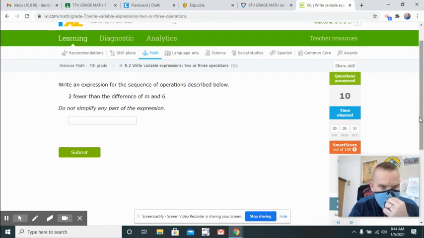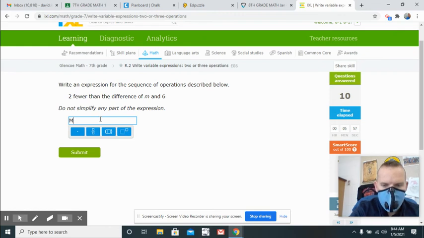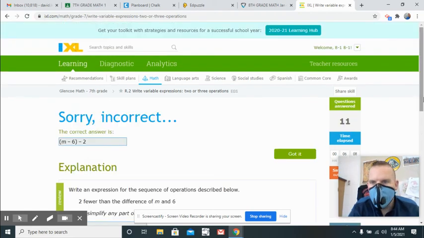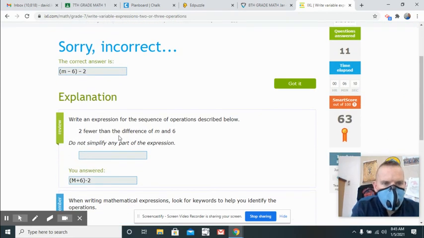2 fewer than the difference of m and 6. Well, be m plus 6. I'm going to put that in parentheses. And fewer than means to subtract. I'm going to say what I do wrong. Uh-oh, look at the careless mistake I did. I did a plus. What's it say? 2 fewer than the difference. Oh, what did I just say difference means? You have to be careful. Difference means to subtract. So we had everything right. I accidentally typed in the plus symbol. Not a big deal.